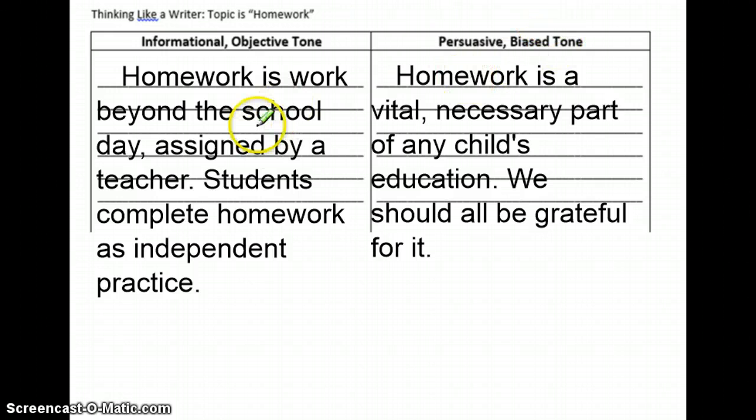Instead of just defining what homework is, I said homework is a vital, necessary part of any child's education. These are positive words that I can't really prove. They're opinion words. Then I also say we should all be grateful. Once again, using words like should and grateful, those aren't factual, objective words. Those are words that have a strong, opinionated tone. So this is just one example of thinking like a writer and trying to be very intentional about your purpose. You can be informational and objective using facts. You can be persuasive using opinions.